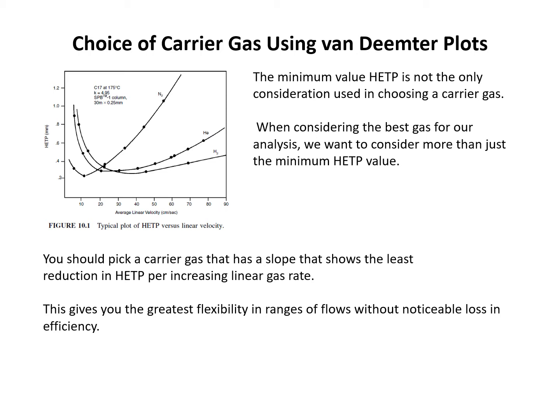So class, according to this figure, you can refer to the plots for hydrogen, helium and nitrogen. Basically you should pick a carrier gas that has a slope that shows the least reduction in HETP number as the linear gas rate increases. This will give you the greatest flexibility in the range of flows without loss in efficiency.